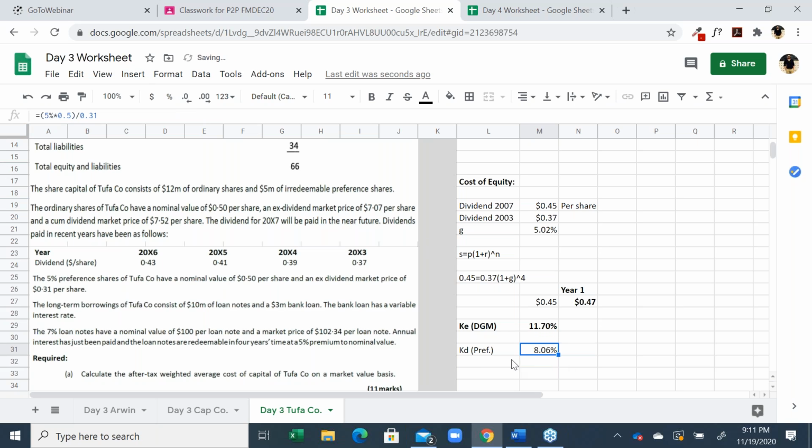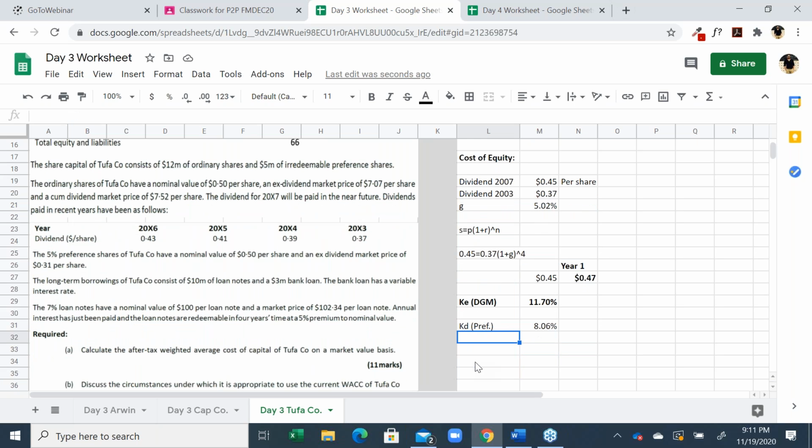So it's 8.06%. After the cost of debt of preference share, let's calculate the cost of debt of bank loan, which is very easy. The bank loan is the easiest thing for which we calculate the cost of debt, and that is just what's the loan, what's the interest on loan.